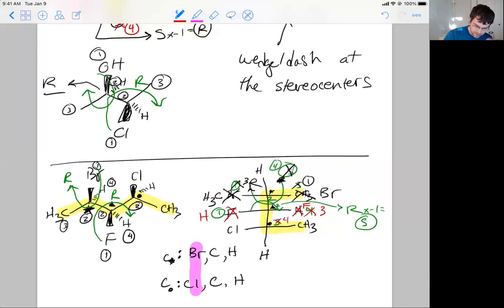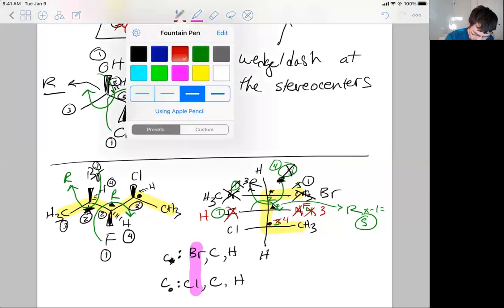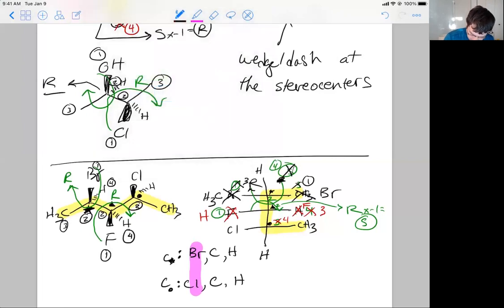Okay, the last stereocenter should not be as challenging, but I don't know if I got it right. 1, 2, 3, 4. I prioritize chlorine as number 1 because it beats carbon. Then between the two carbon atoms, CH3 is always a lower priority than any other carbon substituent. So that gets the 3 priority over 4, which goes to hydrogen. And the 2 priority goes to the rest of the chain. So 1 to 2 to 3. This looks to be S, right?